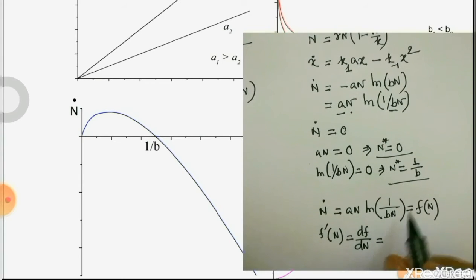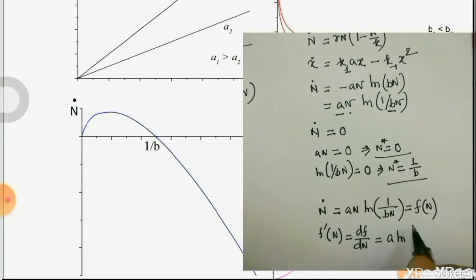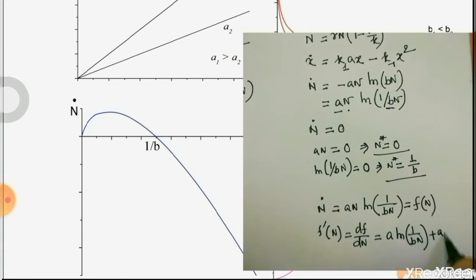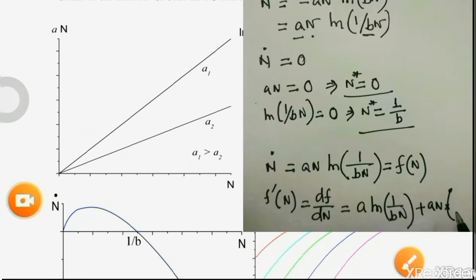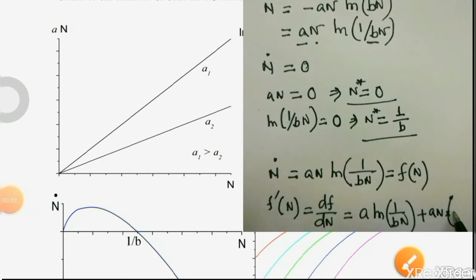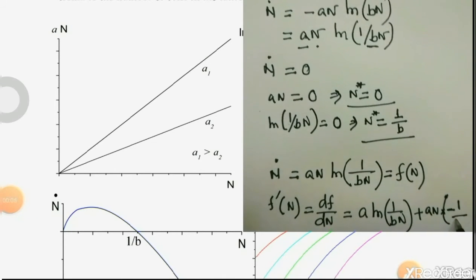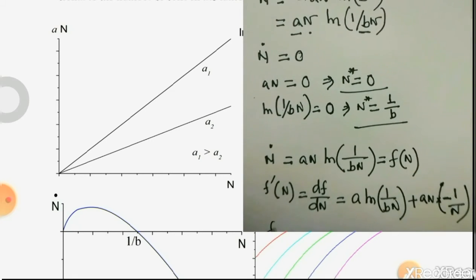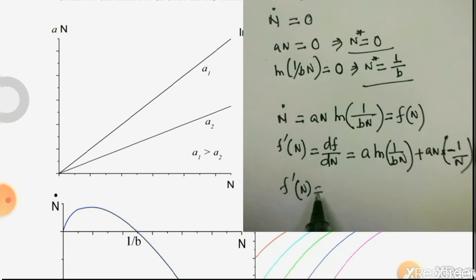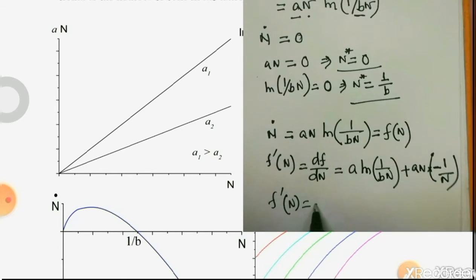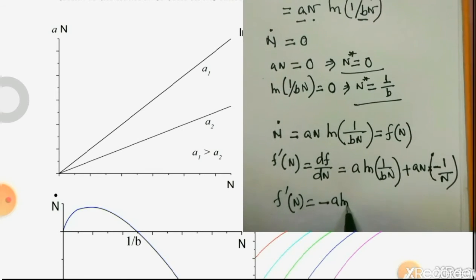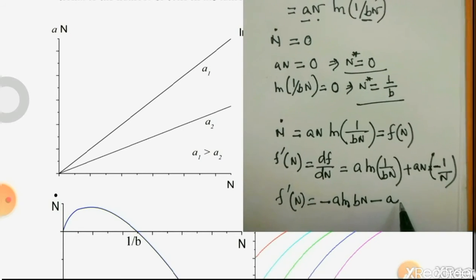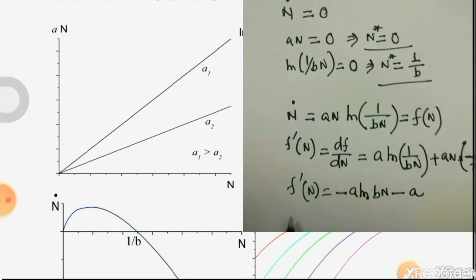and it will be equal to a ln(1/(b n)) plus a n into minus 1/n. So f prime(n) becomes minus a ln(b n) minus a. So, we have two fixed points.